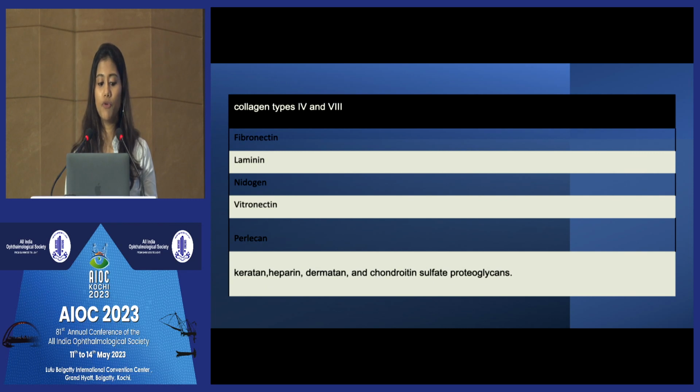It's mainly made up of collagen type 4 and type 8. It is also made up of other non-collagenous substances such as fibronectin, laminin, nidogen, vitronectin, and it's also made up of other proteoglycans such as keratan sulfate, heparan sulfate, dermatan sulfate, and chondroitin sulfate.